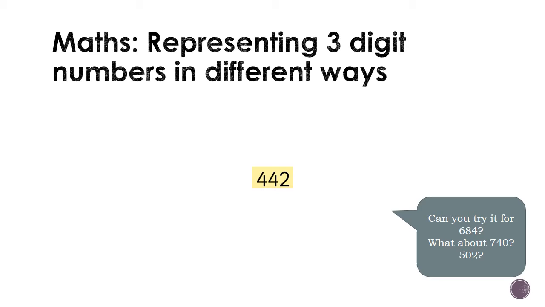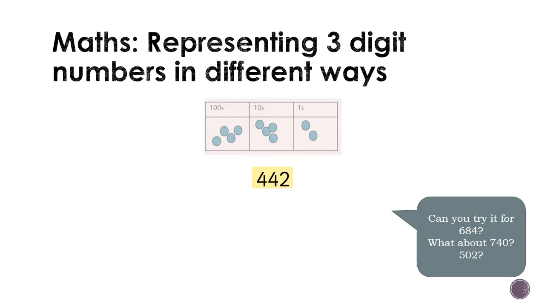So I want you to start thinking how many hundreds, how many tens and how many ones there are in that number. Think about a way that you could represent that number. It's written in numerals, so you might start thinking about how you could show it with a picture or write it in words. Here are some examples.